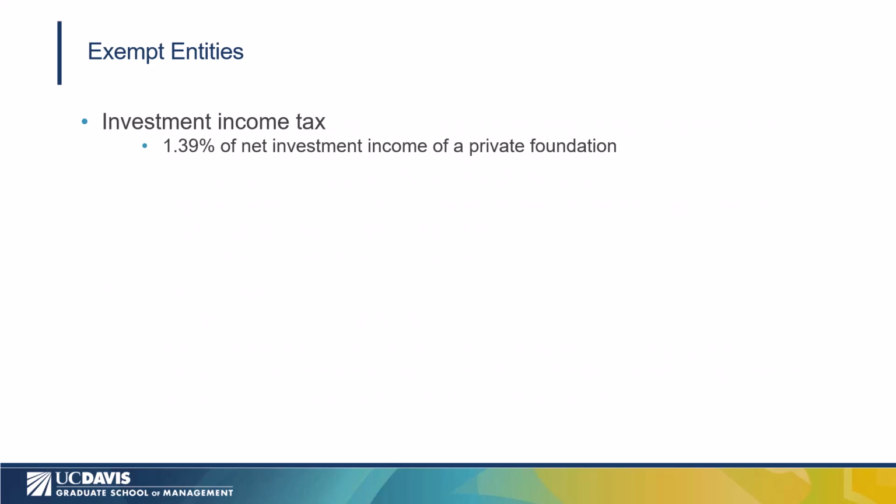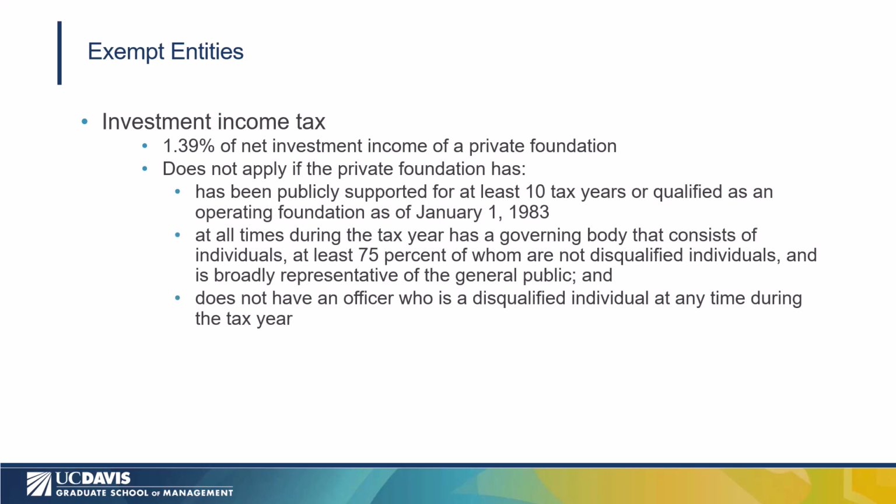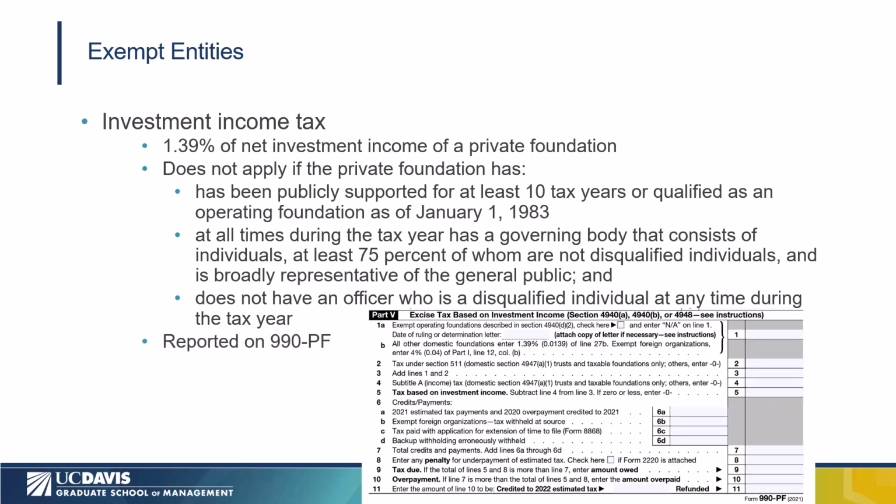The investment income tax, this is the 1.39% of net investment income of a private foundation. This is whether you distribute it or not. It doesn't apply if it's been publicly supported for at least 10 tax years or qualified as an operating foundation, which we're not going to get too mixed up in. In fact, we don't have to get mixed up in any of these exceptions. Just know that there's an investment income tax on private foundations. And again, these would be reported on a 990 PF. 990 is the classic exempt entity annual reporting form. PF, surprisingly, private foundation.